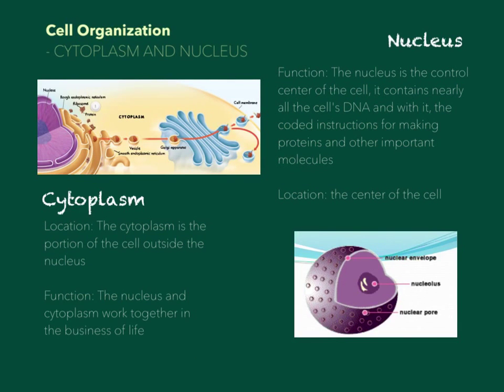Cell organization, the cytoplasm and nucleus. The cell can be divided into two main parts, the cytoplasm and the nucleus. The cytoplasm. The cytoplasm is located in the portion of the cell that is outside of the nucleus. The nucleus and the cytoplasm work together in the business of life.